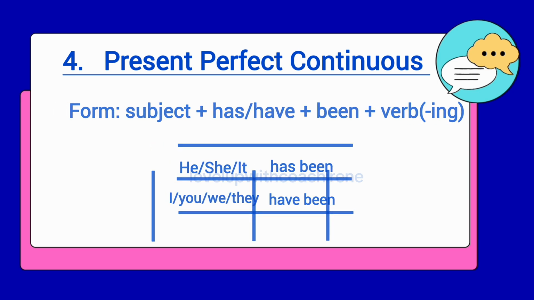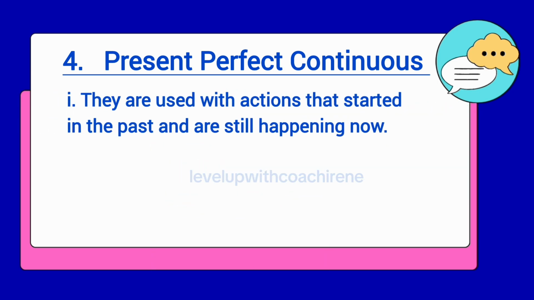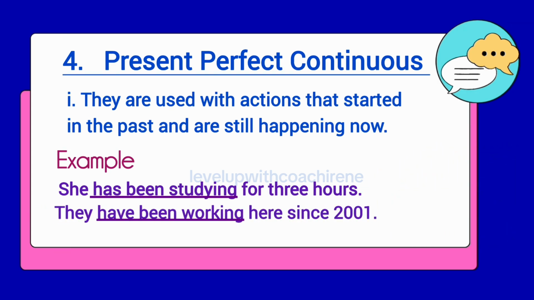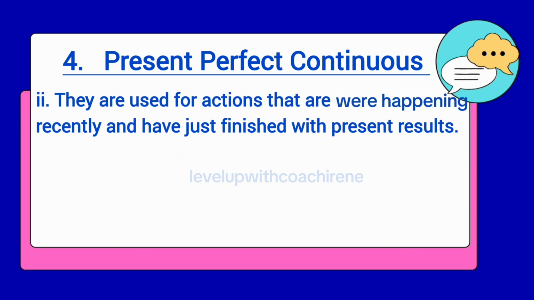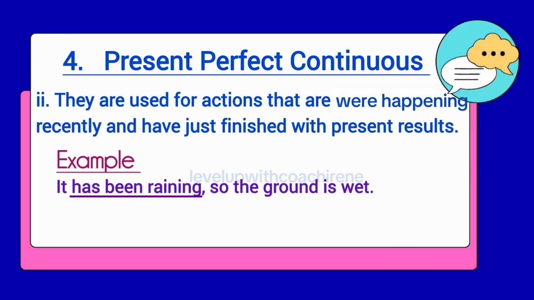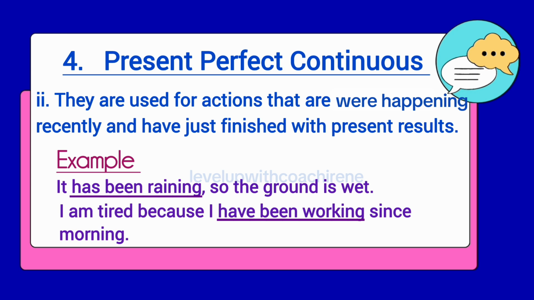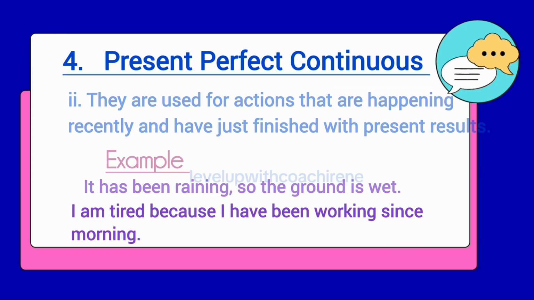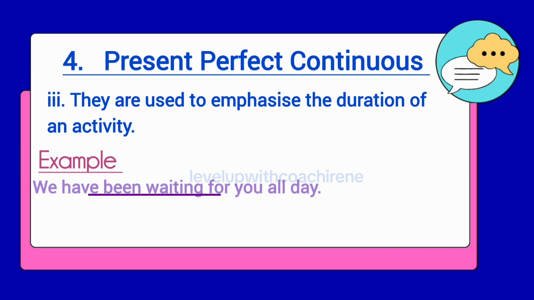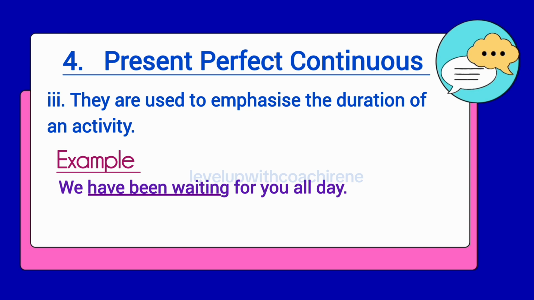Present perfect continuous tense are used with actions that started in the past and are still happening now. For example, she has been studying for 3 hours. They have been working here since 2001. Number 2, they are used for actions that were happening recently and have just finished with present results. For example, it has been raining, so the ground is wet. I am tired because I have been working since morning. Number 3, they are used to emphasize the duration of an activity. For example, we have been waiting for you all day.